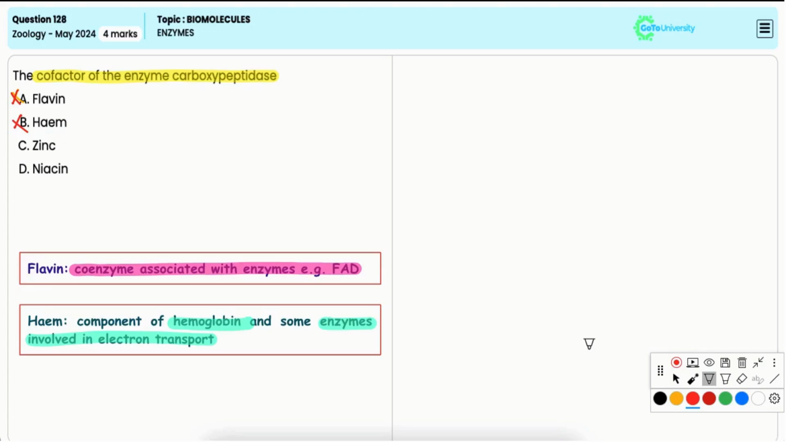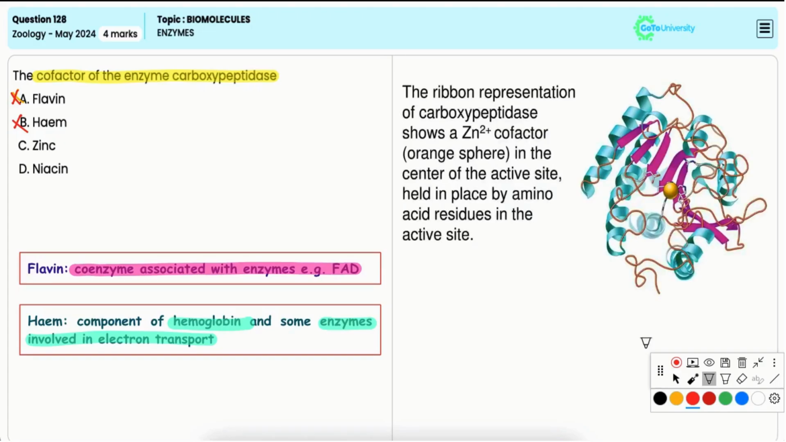Option C, zinc. Now, carboxypeptidase is a metal enzyme. That is, it requires a metal ion for its catalytic activity. And zinc is the essential cofactor for carboxypeptidase, helping in the hydrolysis of peptide bonds at the carboxy terminal ends of proteins. Hence, this is the correct answer.